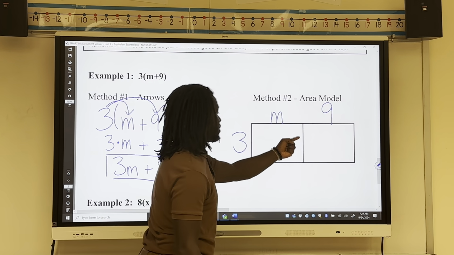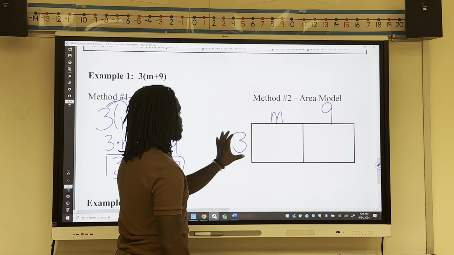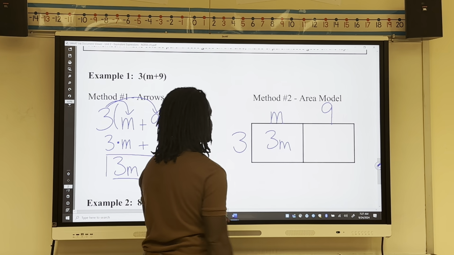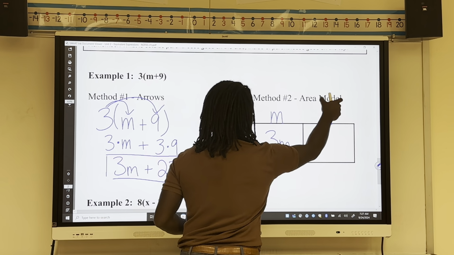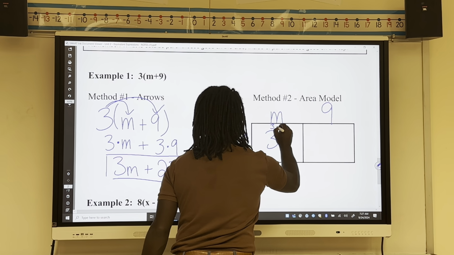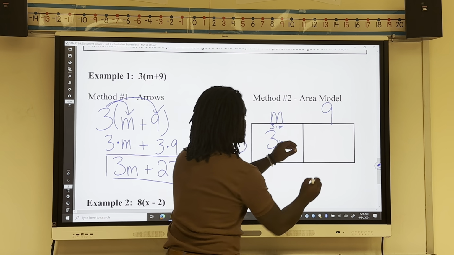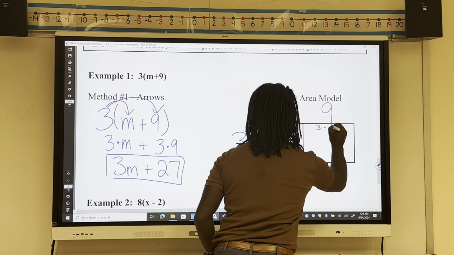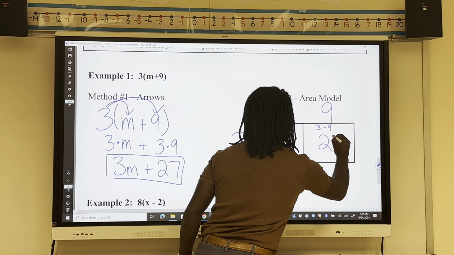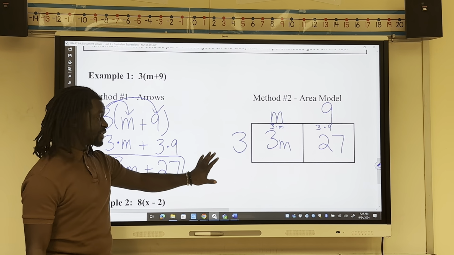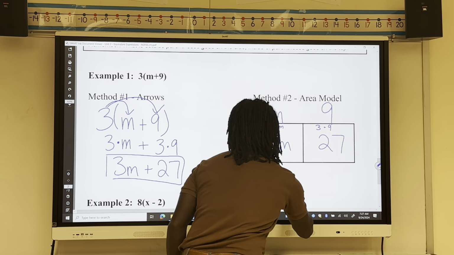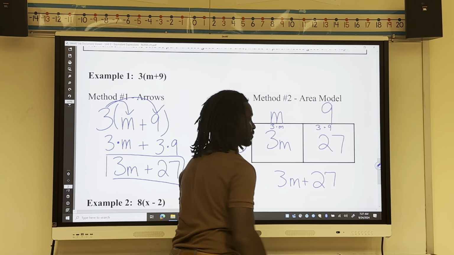And so if I wanted to find the area of this rectangle, I would do length times width. So 3 times m is going to give me 3m, okay? And then if I want to find the area of this one, actually, I'll put 3 times m right there just so you can see that. And then I'm doing 3 times 9. Again, that's going to give me the area of this, which will be 27, right? And then if I want to find the area of the whole thing, I take this one and I add it to this one. So it's 3m plus 27, all right?